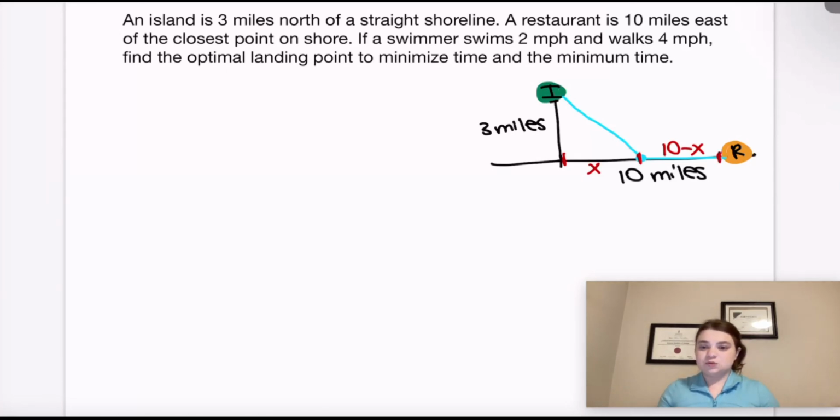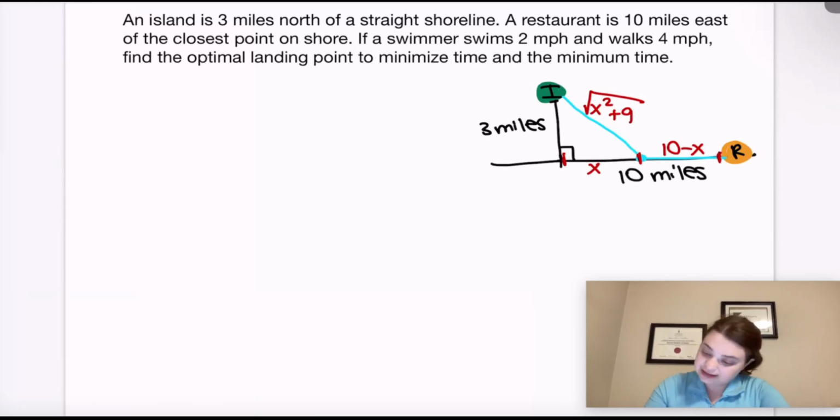That means that the swimming distance must be x squared plus 9, right? Because if we assume this is a right angle, since it's due north and goes to a straight shoreline, that means we'd be able to use Pythagoras' theorem of 3 squared plus x squared to get the hypotenuse there. Oh, and I should square root that. My apologies. The square root of x squared plus 9 would be our swimming distance. And our walking distance would be 10 minus x.